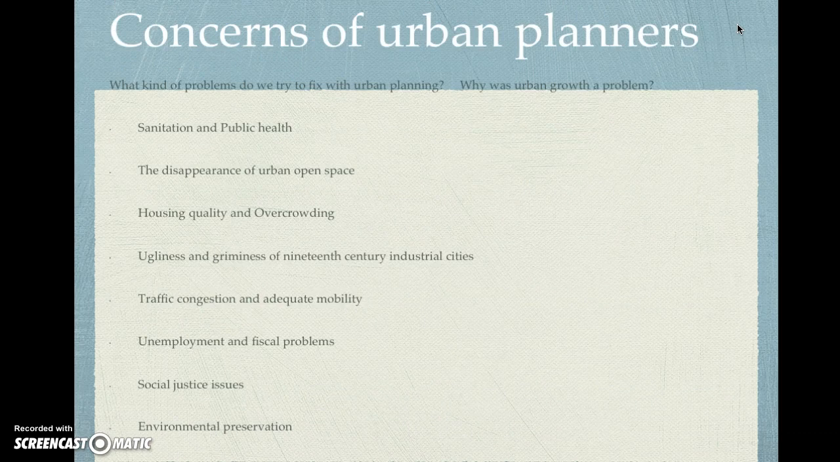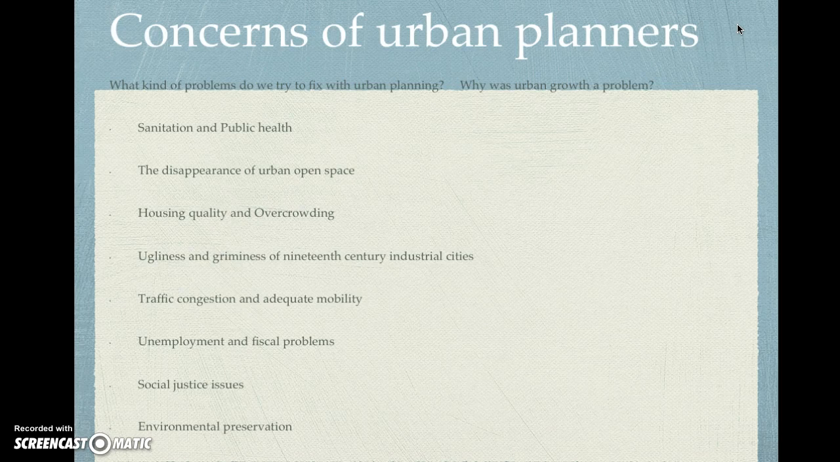Oh, wow, those words are really tiny. That's okay. This is just a list of some of the concerns of urban planners. Just an idea of the problems, right? What kind of problems were planners trying to fix, and are still trying to fix? Here's a list of them.